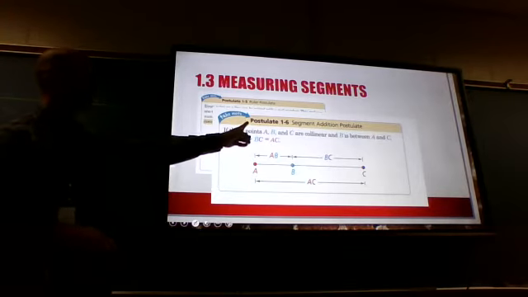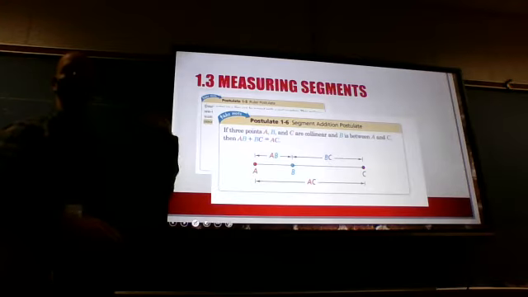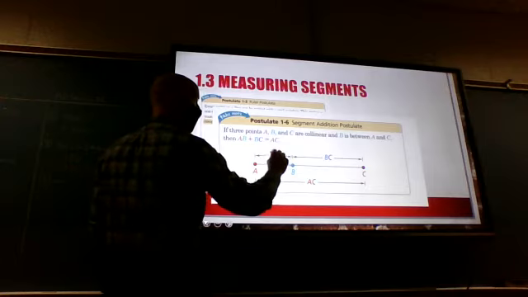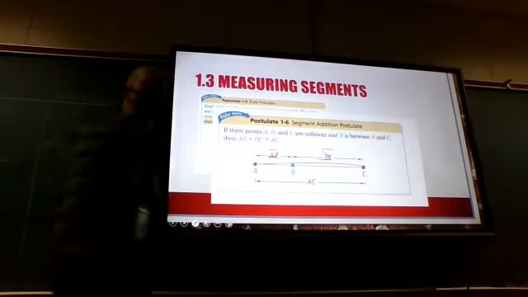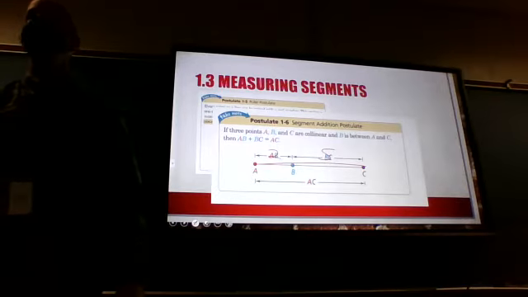This is the big idea. This is the one that when we went over in class, I said this is the important one. I put a big star on it. It's the segment addition postulate, which basically says this: if this is 2 and this is 5, who can tell me what the whole thing is? It's 7.